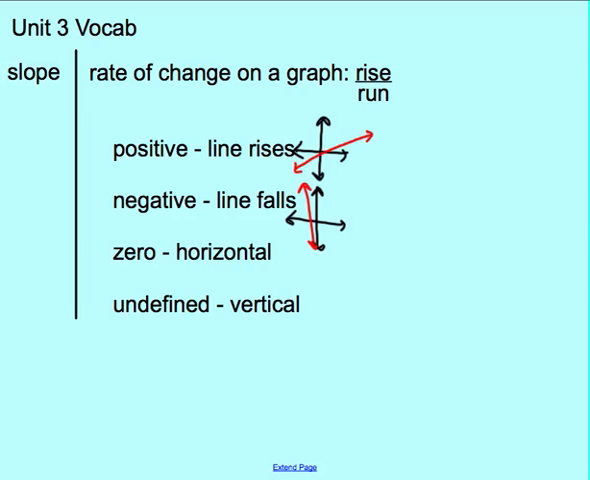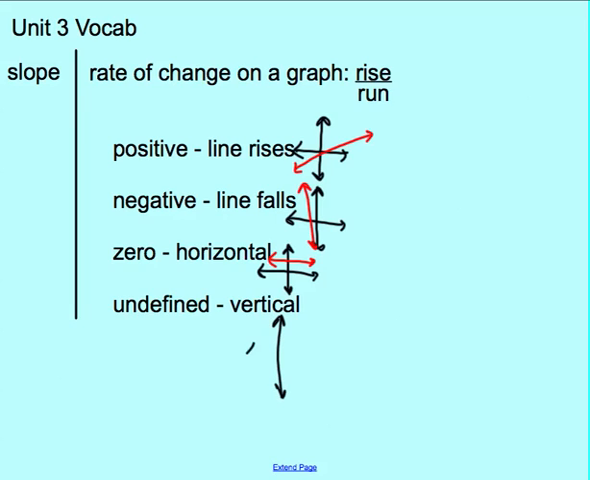Zero slope. Think about the fact that the rate of change, or the slope, is rise over run. So if we have a zero slope, there's zero rise. Also, think about when you see the sunset, looking at the horizon, it's going from left to right, so that would be a zero slope.